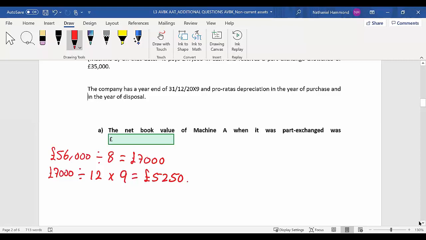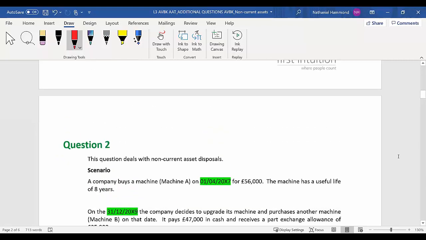Now for the next 2 years, that is obviously all of 2008 and all of 2009, we know that there's going to be an annual depreciation charge of £7,000 in both. And we are aware of that because as we saw on the date of disposal, I'll just scroll up and show you quickly.